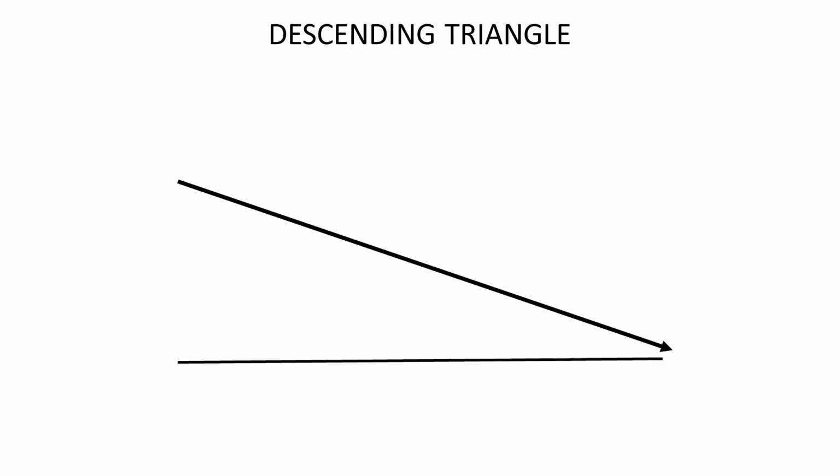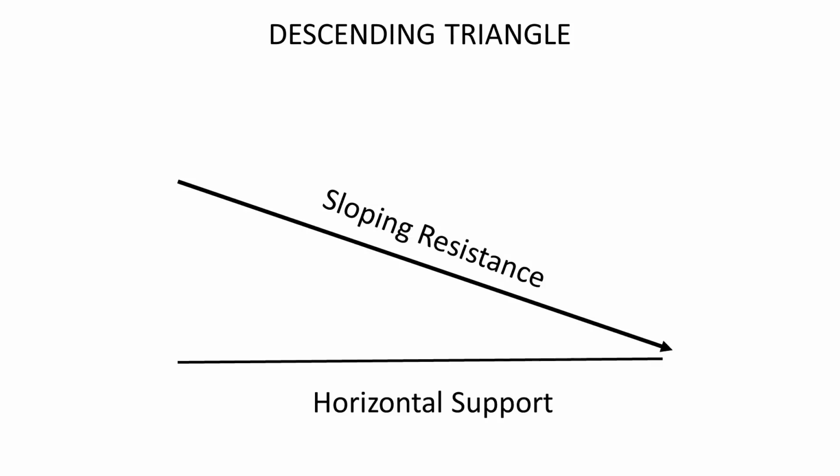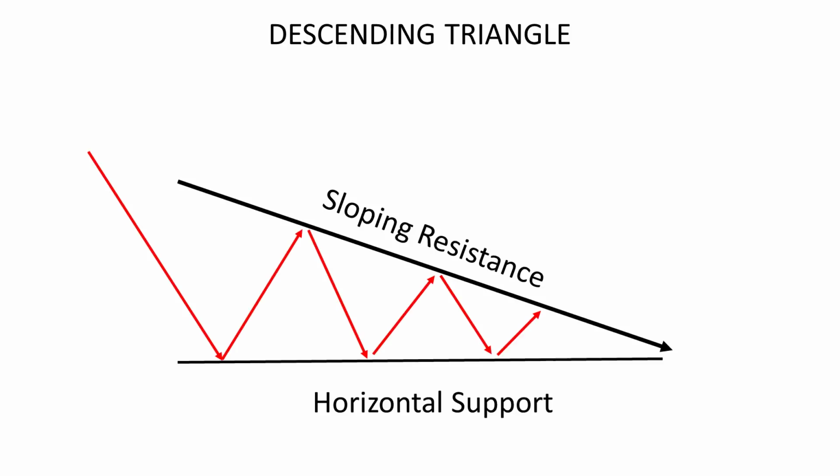This is a descending triangle. It is made up of a sloping resistance level and a horizontal support. Similar to the ascending triangle, you will see the market testing both levels several times with price squeezing toward the end of the triangle. Again, very often there is then a breakout to one side or the other.